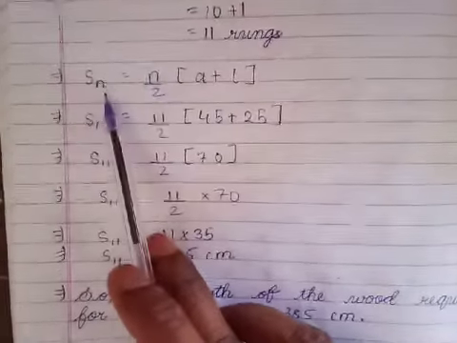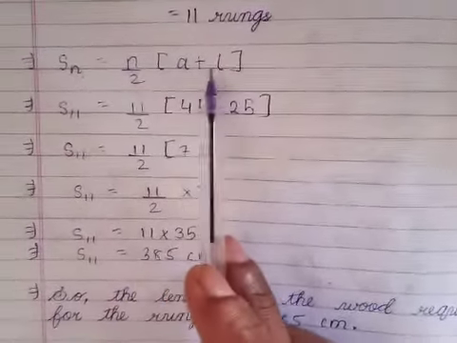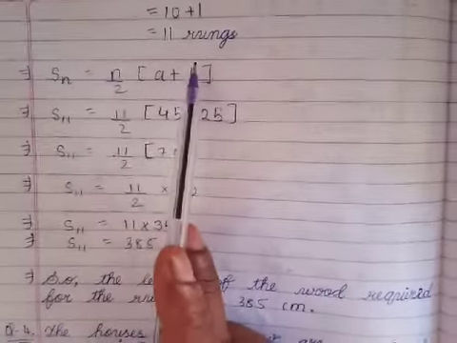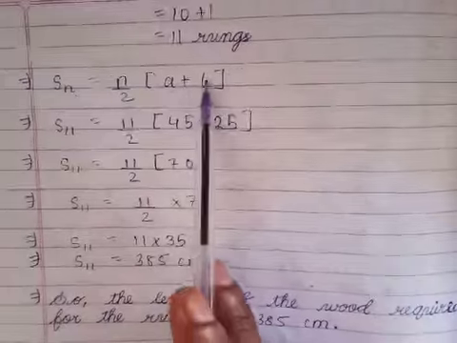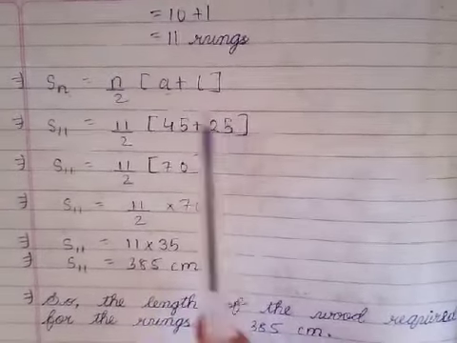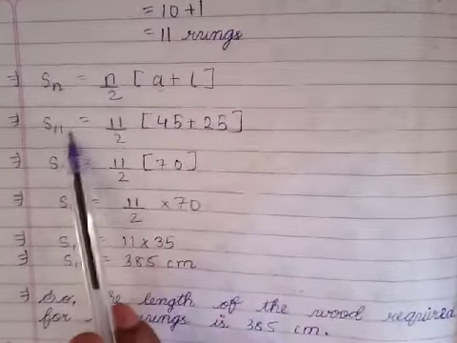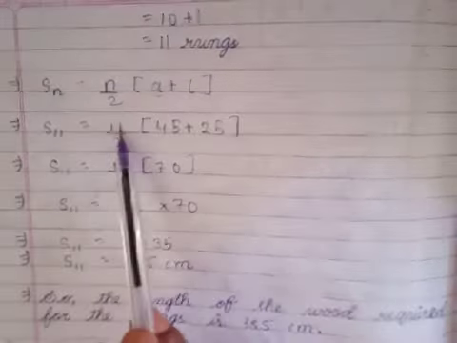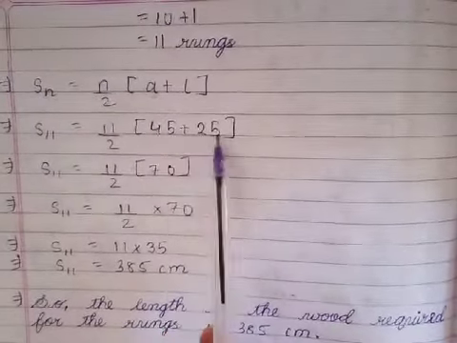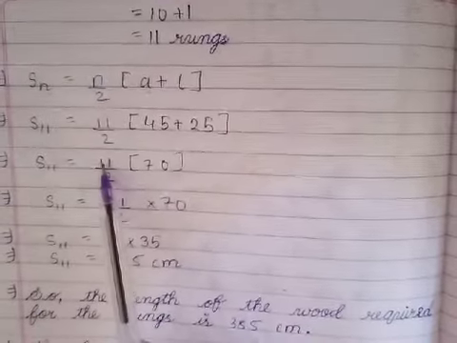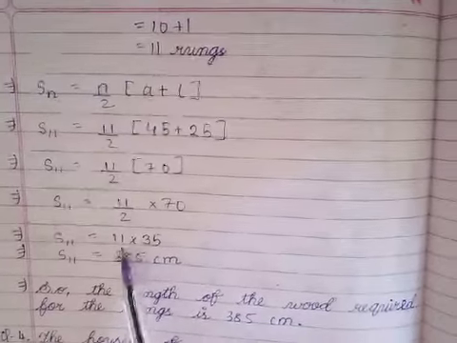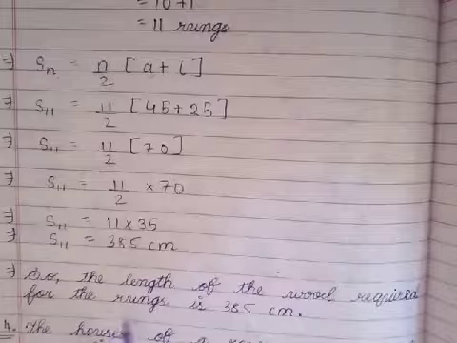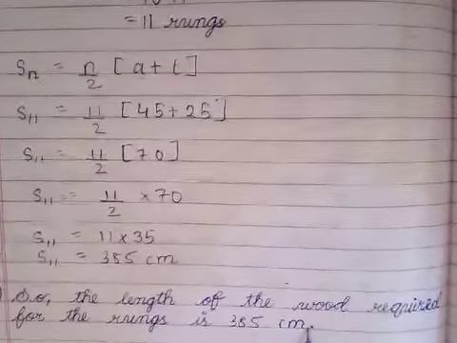Sn is equal to n by 2 times (a plus l). The first term and the last term are given: it starts with the bottom, 45, and the last term is the top, 25. Substituting n = 11, S11 is equal to 11 by 2 times (45 plus 25). 45 plus 25 is 70. So 11 by 2 times 70 gives 35 times 11, which is 385. So the length of the wood required for the rungs is 385 centimeters.